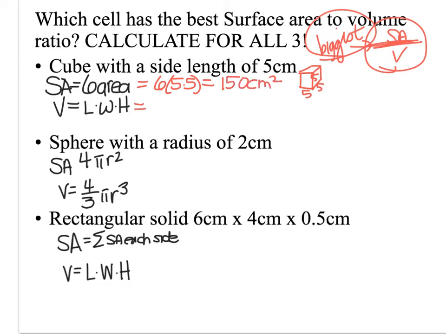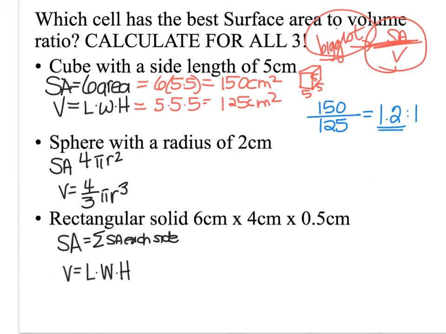And our volume is, again, length times width times height. So this is 5 times 5 times 5, and that's 125 centimeters cubed. Okay, and that means that our surface area to volume ratio, if we put our surface area over our volume, ends up being about 1.2 to 1. In other words, we have 1.2 centimeters of surface area per unit of volume, which doesn't really tell us much yet. We're going to work out the other two, and then again, we're going to look for our biggest number here.